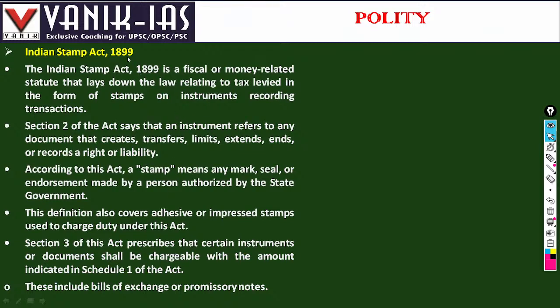The Indian Stamp Act 1899 is a fiscal or money-related statute that laid down the law relating to tax levied in the form of stamps on instruments recording transactions. Section 2 of the Act said that an instrument referred to any document that creates, transfers, limits, extends, ends, or records a right or liability. According to the Act, a stamp means any mark, seal, or endorsement made by a person authorized by the state government. This definition also covers adhesive or impressed stamps used to charge duty under the Act.